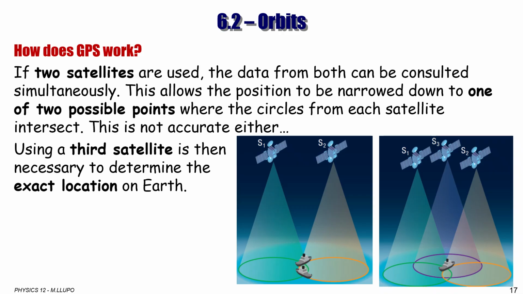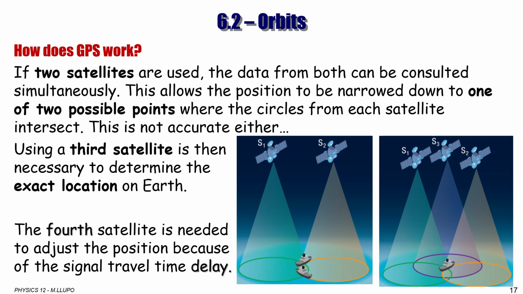Theoretically, this is done, but not enough, because what about travel time? The signal takes time to travel from satellite to receiver. For this, we need the 4th satellite that is needed to adjust the position because of the signal travel delay. That is accurately done.